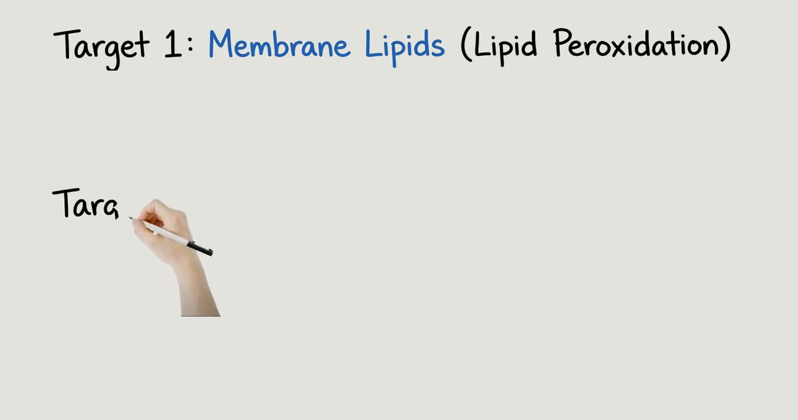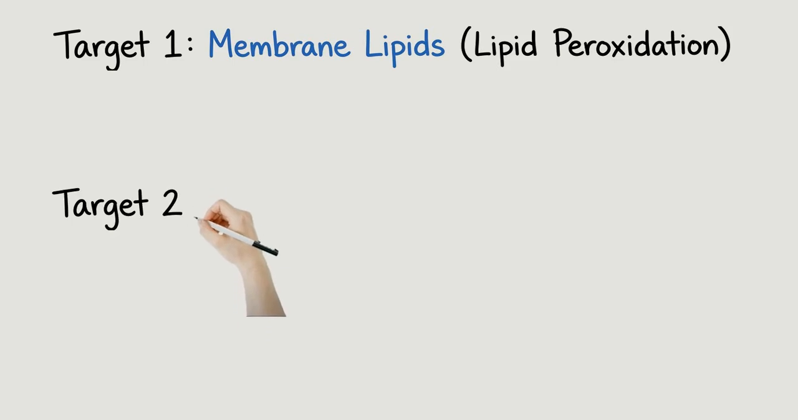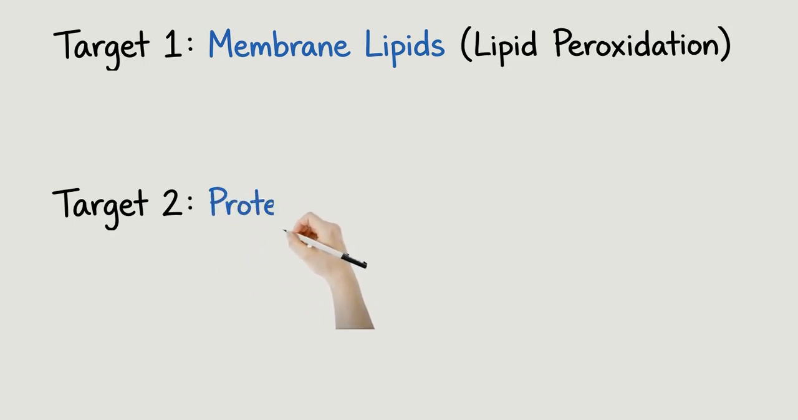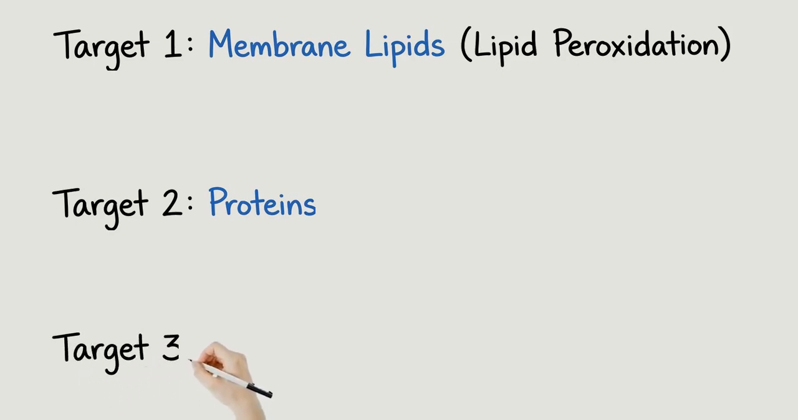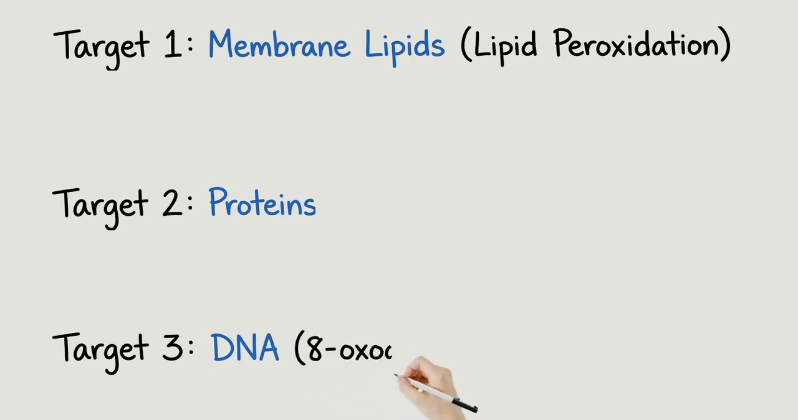Target 2 is proteins. Free radicals oxidize amino acid side chains, cross-link proteins, and fragment polypeptide chains. Enzymes lose function, structural proteins break down, the cell loses internal regulation. Target 3 is DNA. Free radicals cause single and double-strand breaks. They oxidize bases, especially guanine, forming 8-oxyguanine, which leads to G to T transversions during replication. This is a direct link between free radical damage and carcinogenesis, and it shows up on exams.